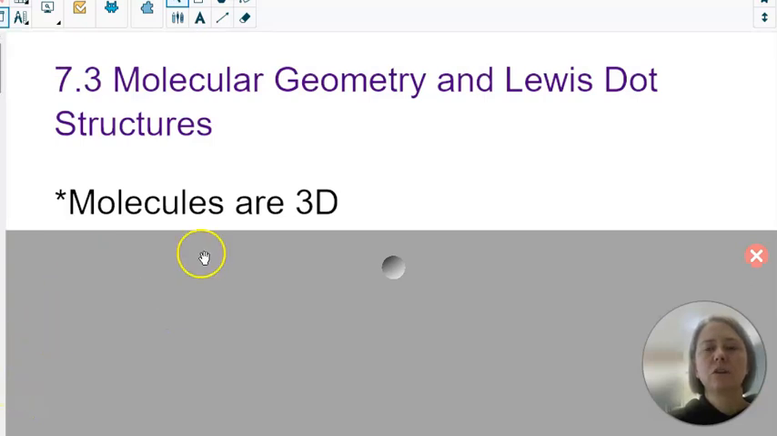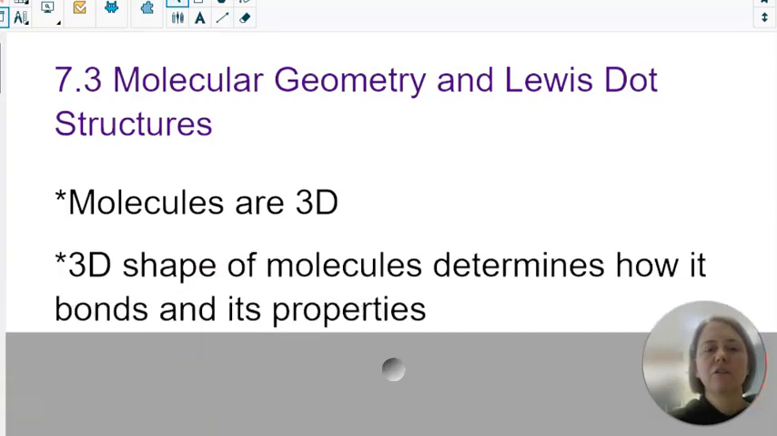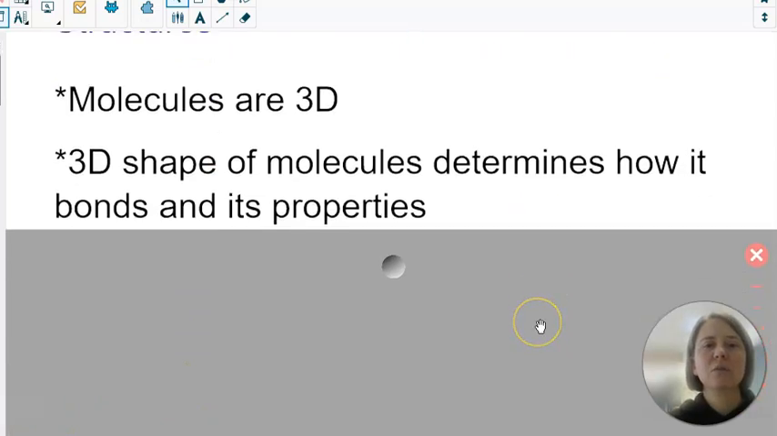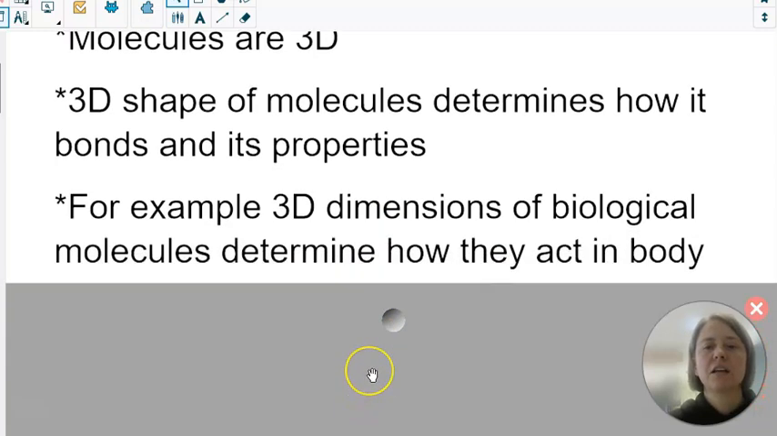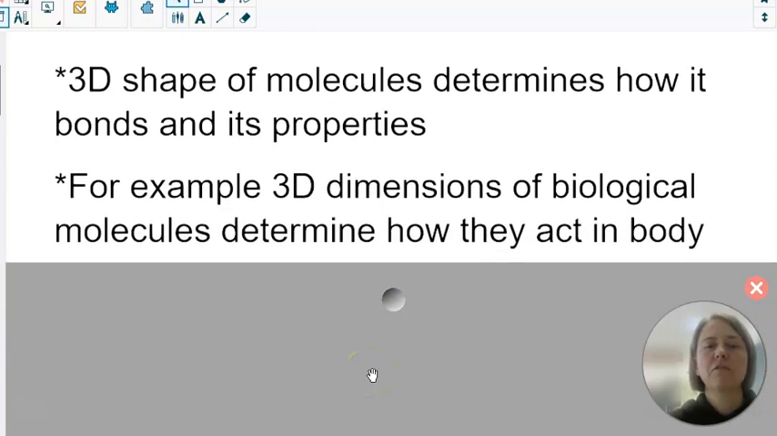And next, we're going to talk about how molecules are 3D and their implications. Okay, this should be new, so please write it down. Molecules are 3D. The 3D shape of molecules determines how they bond and their properties. For example, the 3D dimensions of a biological molecule determine how it acts in the body.